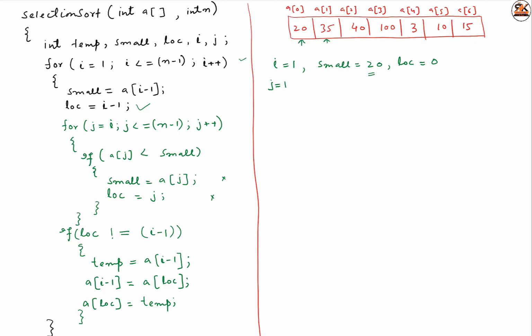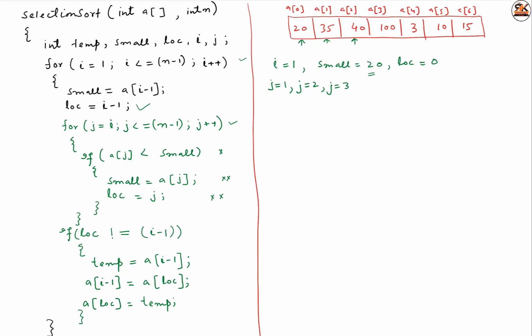We will come out of the loop, and again j will be incremented, so j will be 2. Fine, j is less than n minus 1, this is true. Okay, then a of j, which means a of 2, a of 2 is 40. Is it less than small? No. Again the condition is false, so this will not run, and we will go back to j, and j will be incremented to 3.